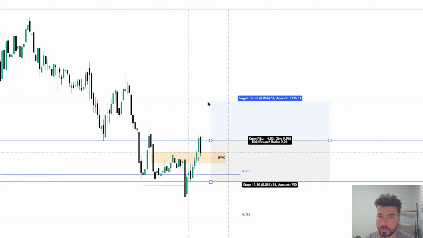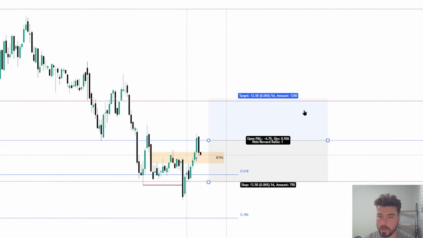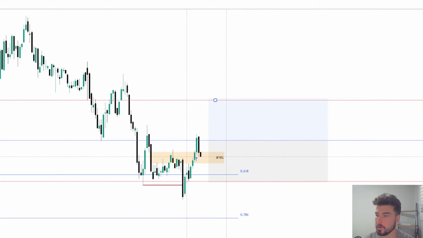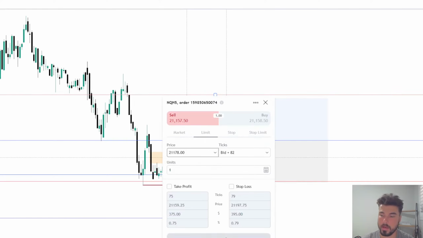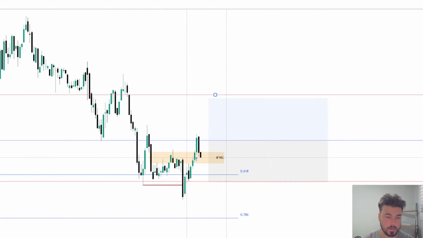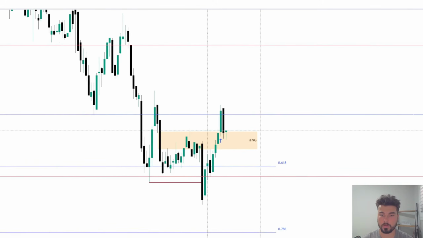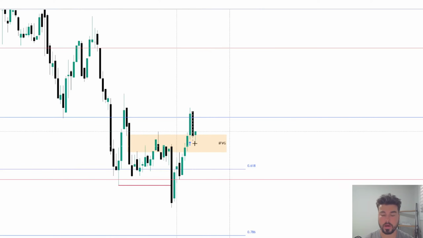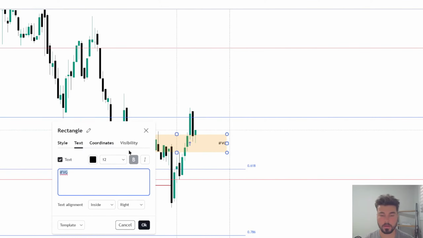Now I want to make sure that I'm actually going for a 1-to-1. So actually I might need to move this up a little bit further, guys. I wanted to go about there. Beautiful. So I'm in with 1 mini as well. The range is quite large. So you can enter off, obviously, the inversion fair value gap. You can preemptively enter like I did. You can enter from the retracement. There's different ways you can use inversions to enter a trade.